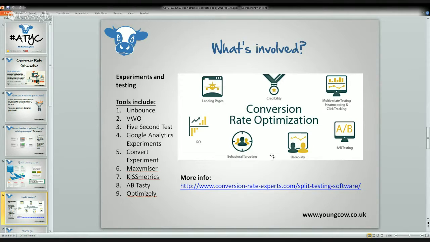Just to make sure that you get a full list and non-biased approach, check this link out. It is www.conversion-rate-experts.com/split-testing-software. So go check that one out. What we will do is put the link into the YouTube description box, guys. We'll make sure that it's easy for you to get to those links. Check it out. Some of those tools are free, some are not, some are worth the investment.